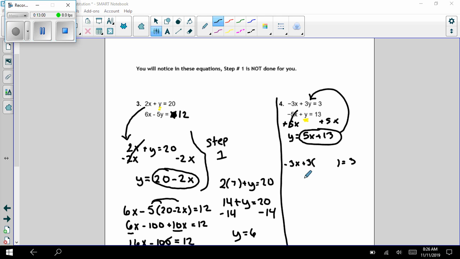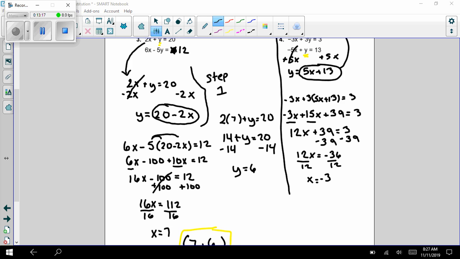So now we're on step 2. I just rewrote the first equation, but I left a big space for the y because I'm substituting 5x plus 13 into the y. So I'm going to put that right here. Let's go ahead and solve. So after we distribute, we get 15x plus 39, combine like terms. We're left with 12x plus 39.